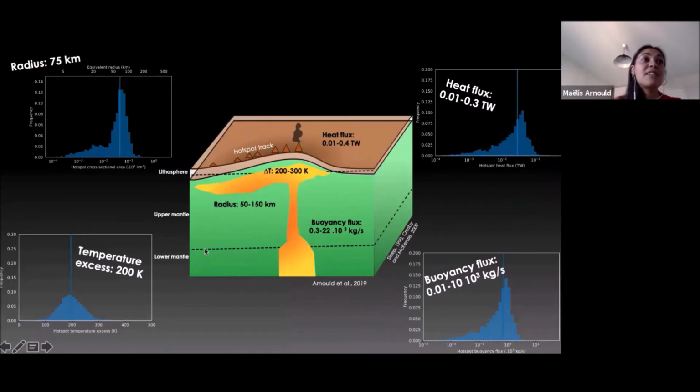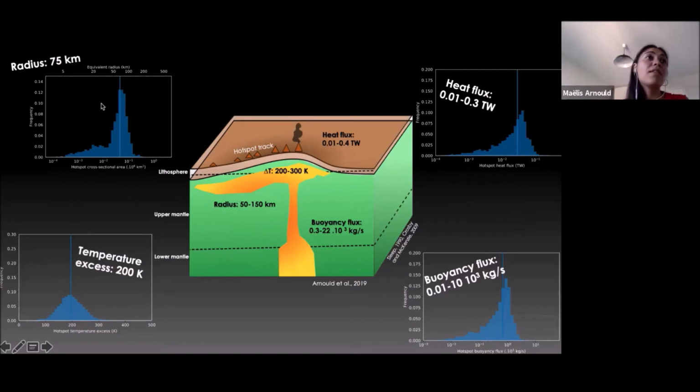So here in the center, you can see the ranges of some characteristics of mantle plumes, like the radius, the buoyancy flux, which is the force of the plume that induces a deflection of the surface, the delta T, or the temperature difference between the mantle plume and the ambient mantle, and surface heat flux.